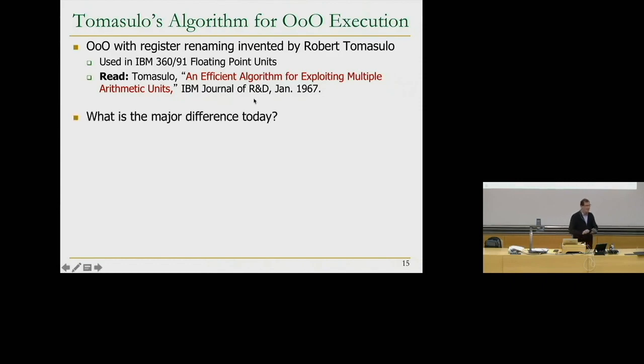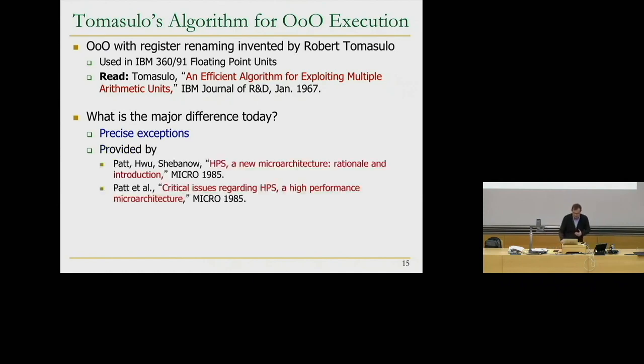So the major difference today: at that time, for about 20 years or so, this was a good algorithm, but it was very difficult to employ in practice because people didn't incorporate precise exceptions into it. So things were getting out of order, and it was difficult to debug. Now, once you add precise exceptions to it, which these papers actually did, these papers heavily influenced Intel's first out-of-order engine, the Intel Pentium Pro.